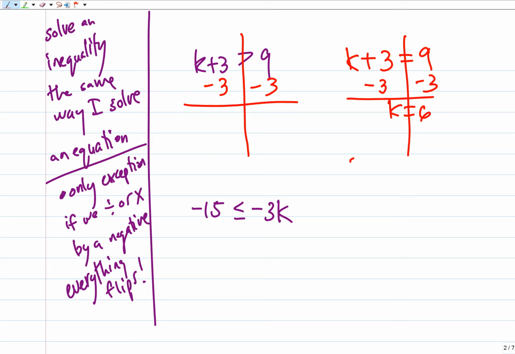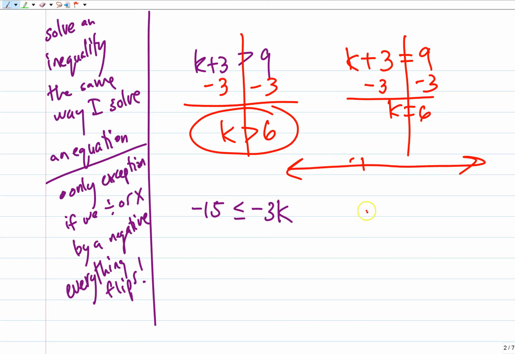I already wrote it on the screen, but that's our next example. Instead of k equaling 6 here, what do we have? K is greater than 6, good, which we could graph. Let's see, 1, 2, 3, 4, 5, 6. Greater would be to the right with what symbol? Good.